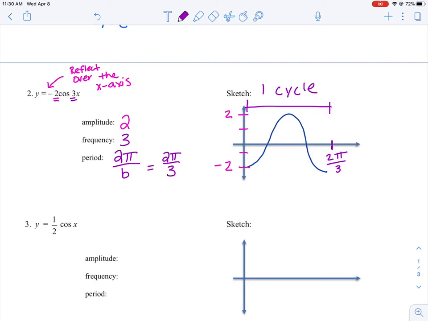Just to kind of think about it and compare, if I did have a graph and I did have these 1, 2, 3 cycles, 3 cycles would end in 2 pi. Again, we're only graphing one cycle, but I just kind of wanted to put that idea together for you so you understand the difference between frequency and period.